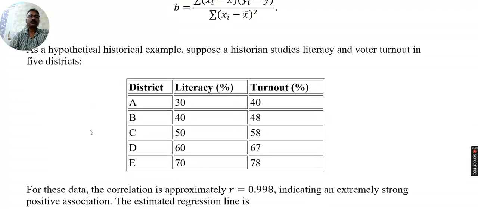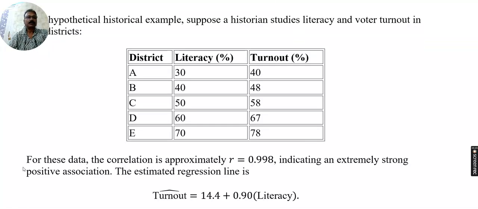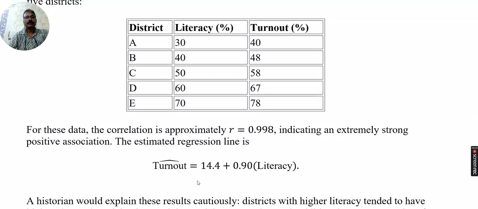Now we are going to apply the tool R, the correlation coefficient. Why? Because the historian is going to explore the association between the percentage of literacy and the voter turnout. Using this data, the correlation is like this, indicating an extremely strong positive association. The estimated regression line, if we apply the regression, looks like this.